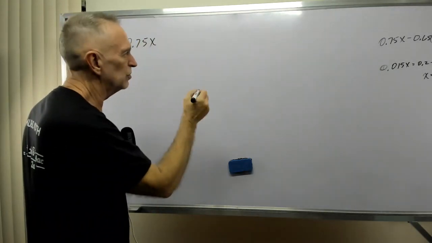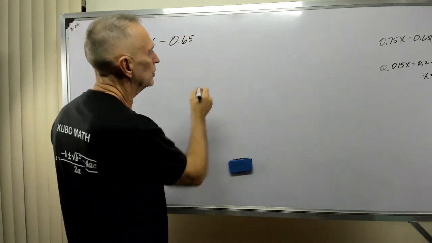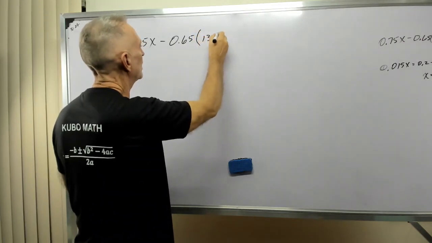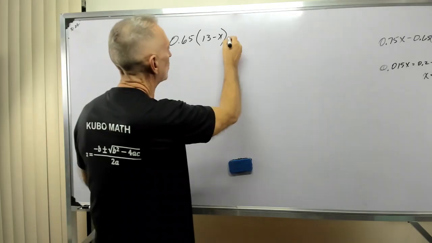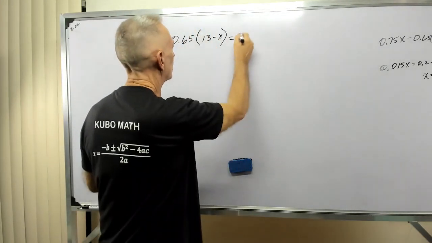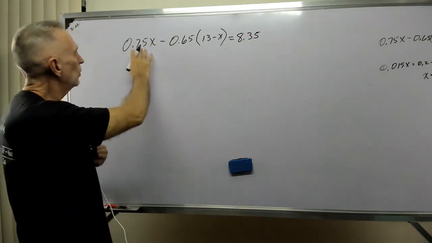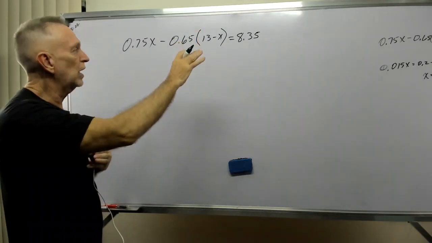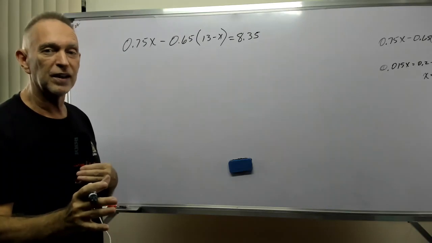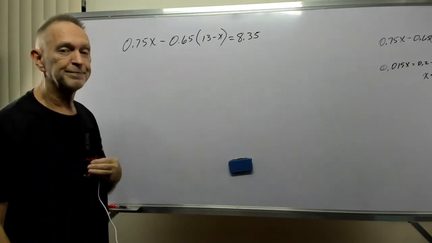0.75x. We're going to do this one and see what we learned on the last one. Minus 0.65 times 13 minus x equals, I think that's 8.35. Okay, well, we need to move 2 decimals to the right, so the same as before. As a matter of fact, you should just stop the video, try to work this one, and then come back.